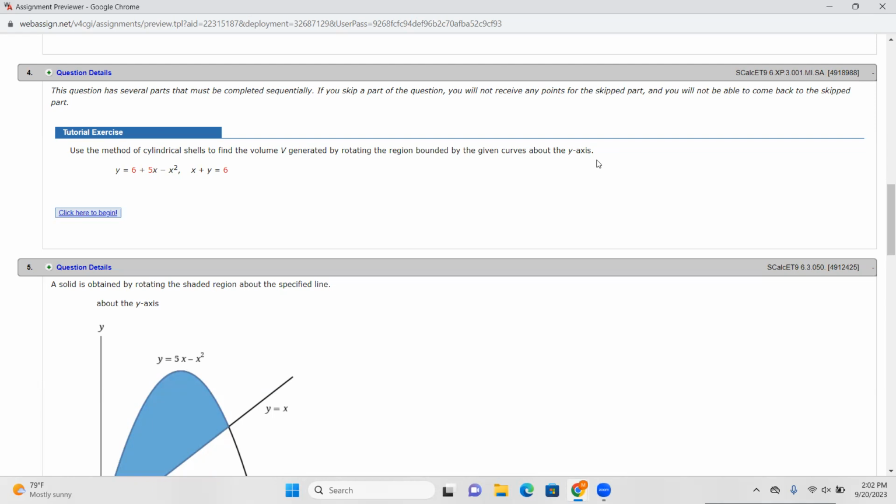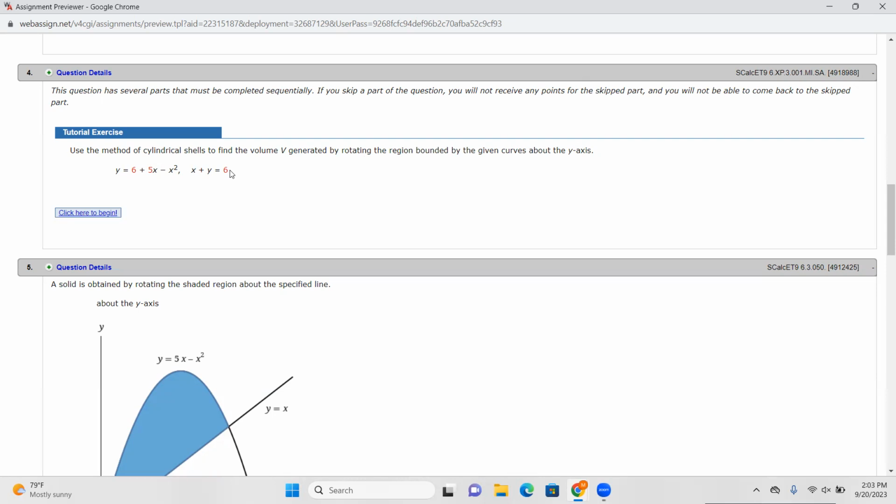And then the guts of your integral would be 2 pi times the radius. The radius is x because we're from the y-axis to wherever our rectangle is. And then it would be one of these minus the other in terms of the function. So it would either be 6 plus 5x minus x squared minus negative x plus 6, or vice versa, depending upon which function is higher.